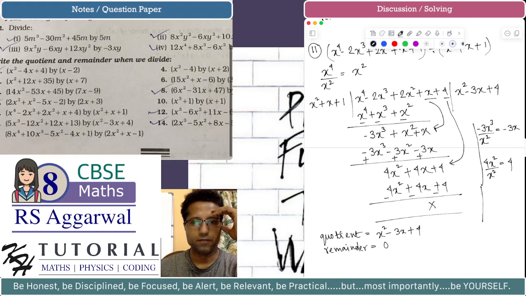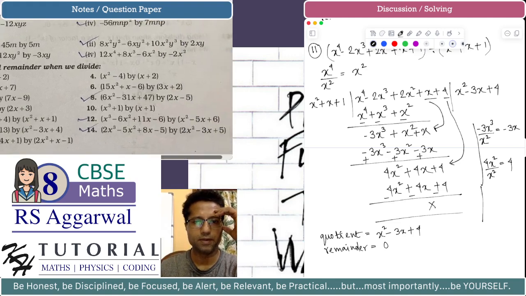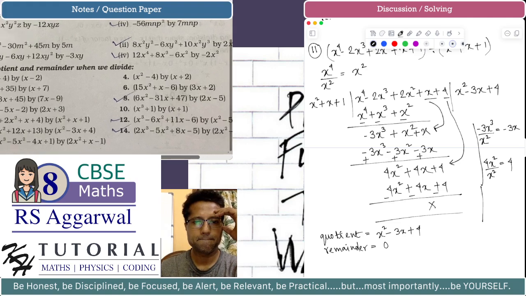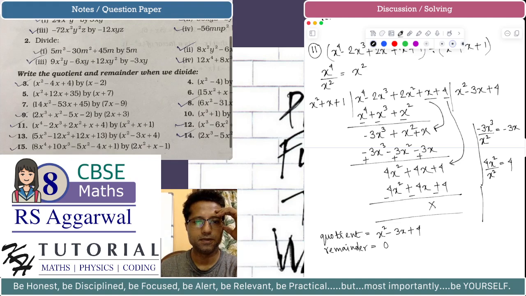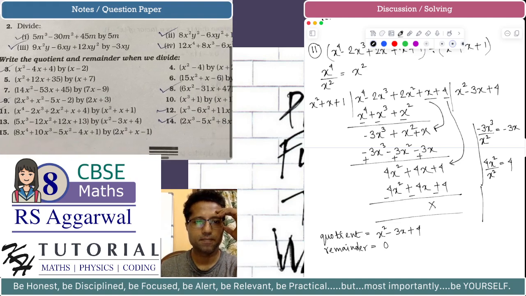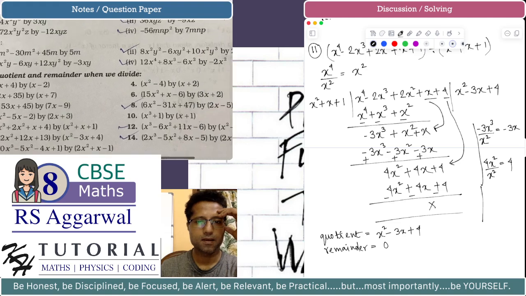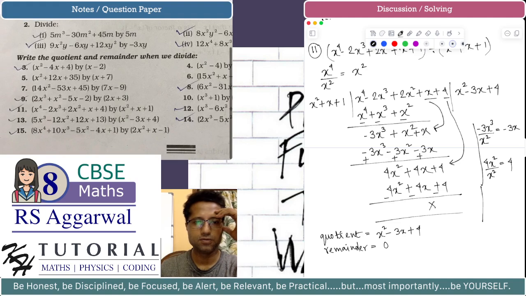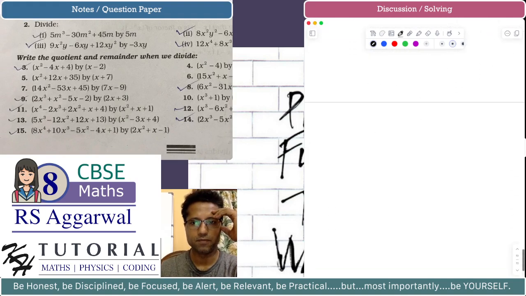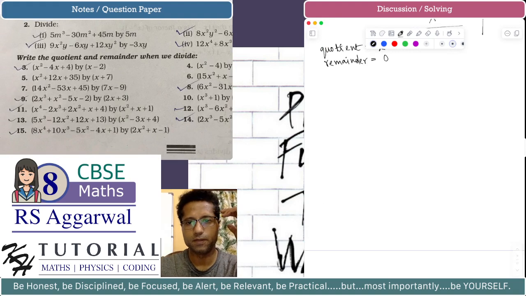Problem number 12. Now problem number 12 is very similar to 11. I will not do it. Problem number 13 is also similar. I will not do it. I will do the last one. Let's do the last one, that is problem number 15.